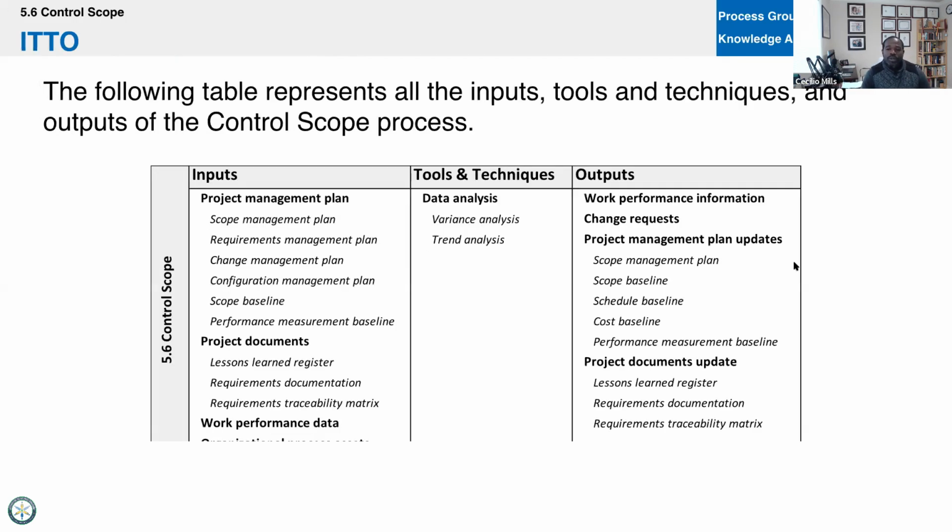All right, so the key outputs here: work performance information. We got data in, information out. We also may potentially get some change requests, updates to our approach or our documents. And to get there, we'll take the plan, the project documents, the data and any OPAs we have. And then we're going to be looking at variance analysis and trend analysis. That's what we're really going to be looking at here.